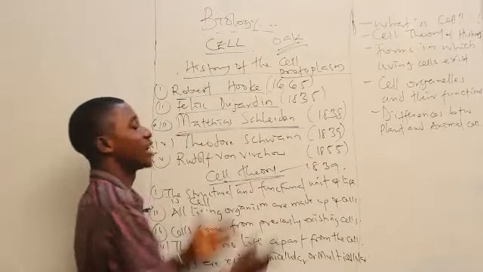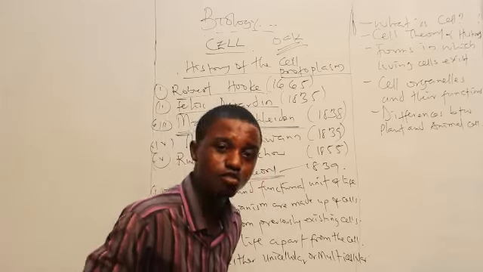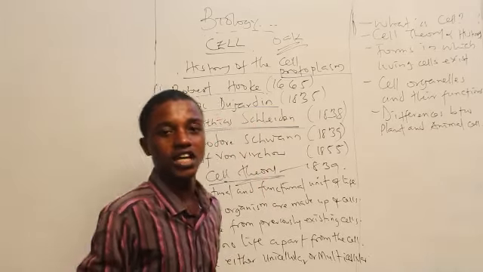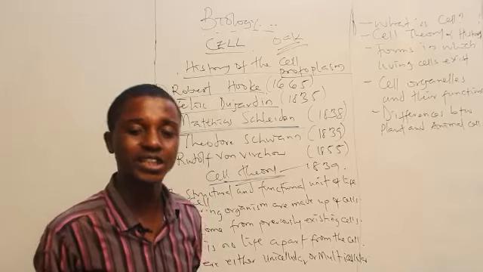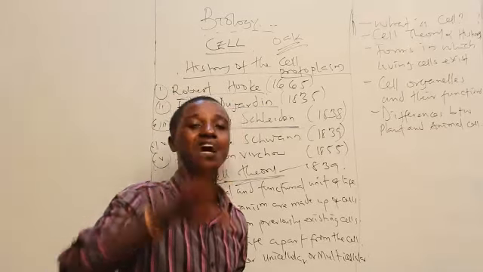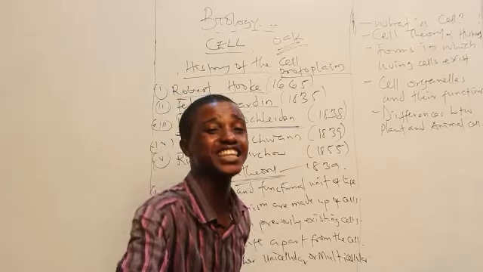Now let's quickly take a look at the cell theory. Now we've got 5 basic facts under the cell theory, 5 basic facts that have been found to be repeatedly correct.